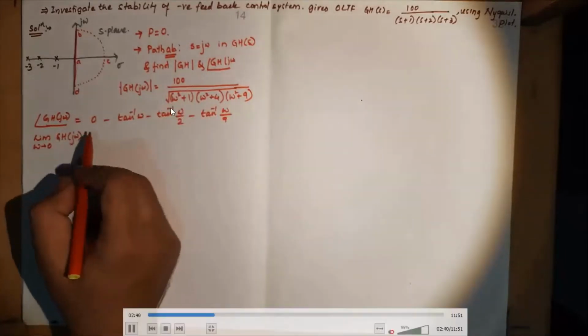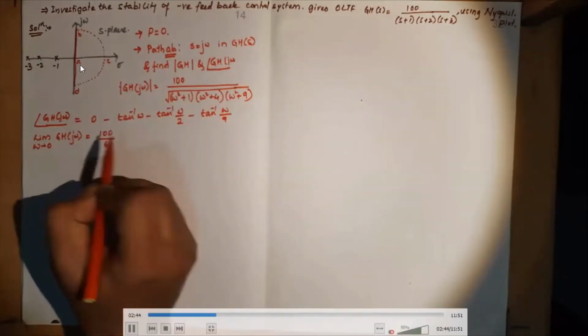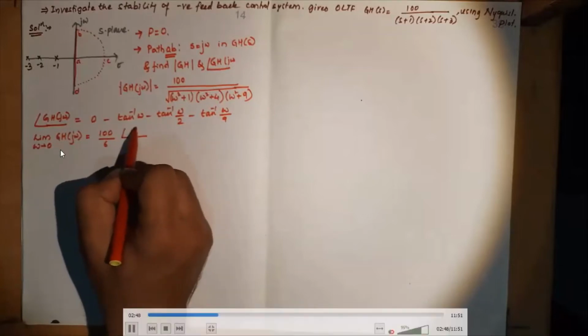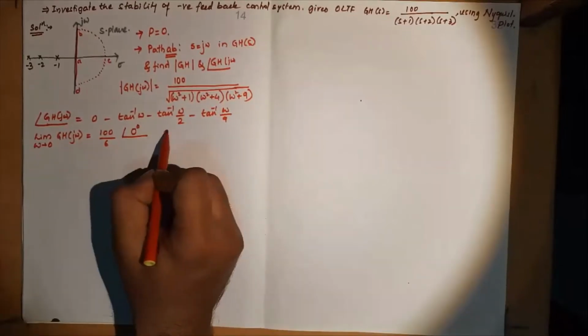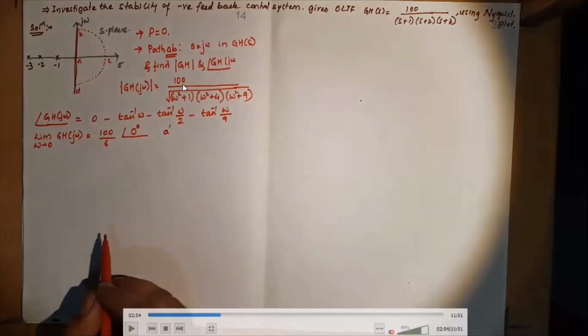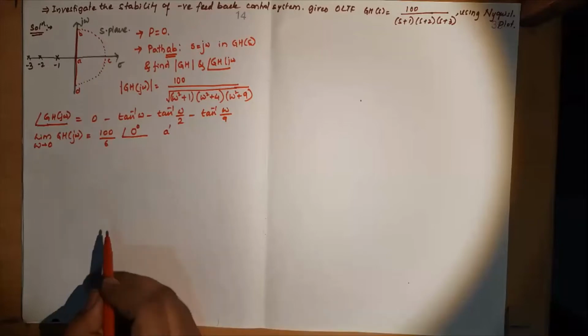Then we go for substitution of each highlighted point on AB. So at A, omega tends to 0, and the limit of GH of j omega as omega tends to 0 is 100 divided by the square root of (0 plus 1) into (0 plus 4) into (0 plus 9). If you take the square root, it is just 2 into 3. So therefore magnitude is 100 by 6. Then when you take the angle, it is 0 minus tan inverse of 0 because we are substituting omega equal to 0. So all zeros, so angle is 0 degrees. That is path point A dash, first point.